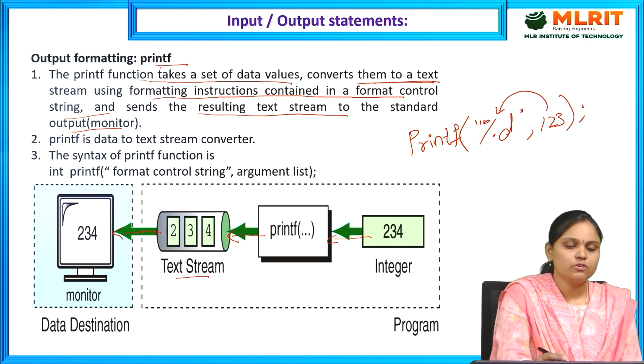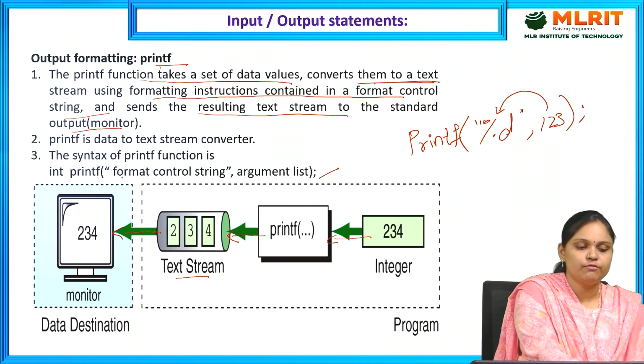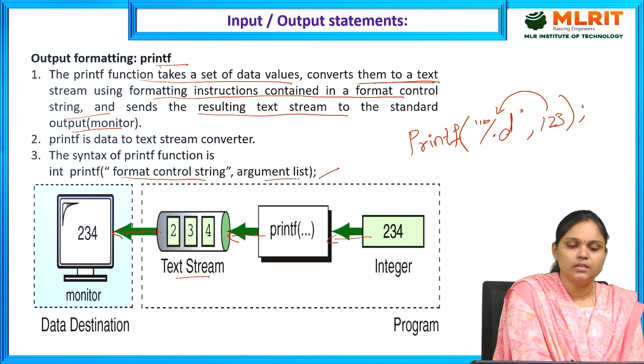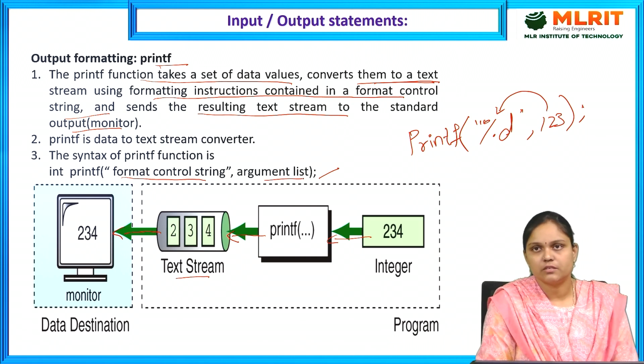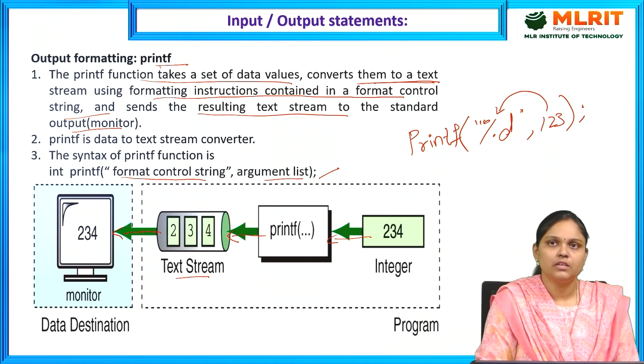The syntax of the printf statement is: printf, format control string, and next the argument list. Not only a single value, we can also print multiple values. Those multiple values we can give in sequence order.